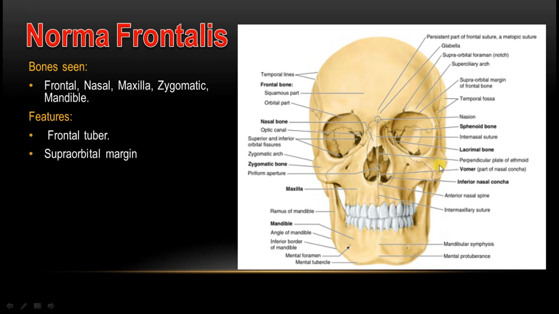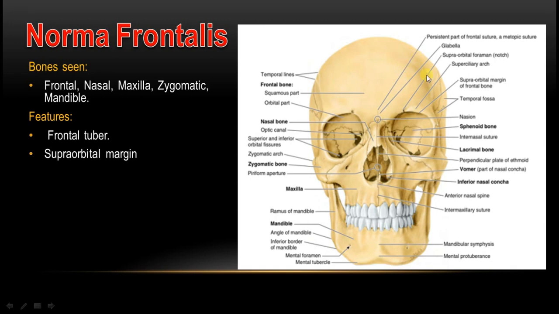So that is about the zygomatic bone: frontal process, maxillary process, and then the temporal process. Okay, the nasal bone we have seen, then the maxilla we have seen, the zygomatic, and then the mandible is again a single bone. I will come to the mandible or the lower jaw later.